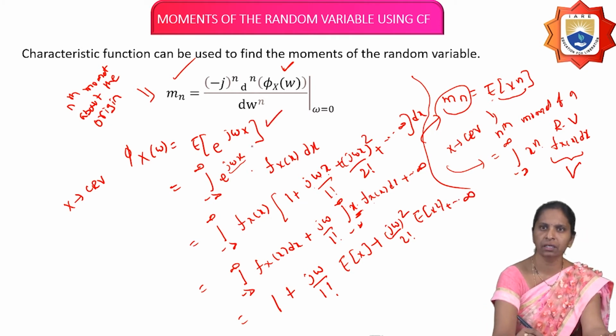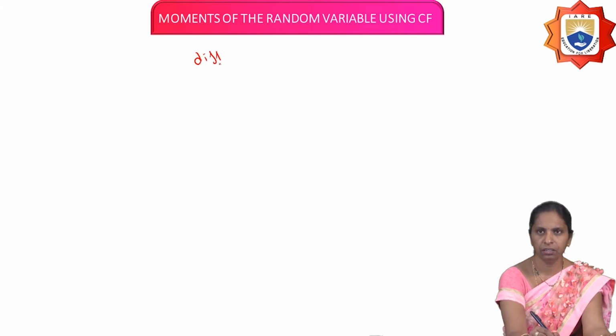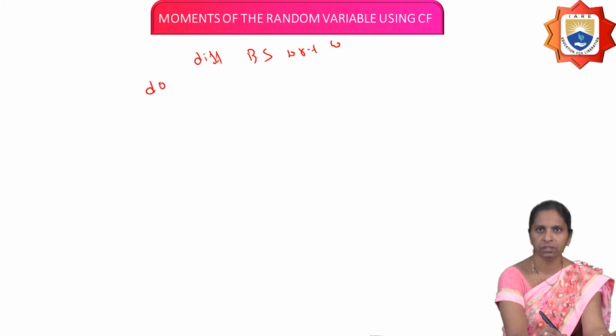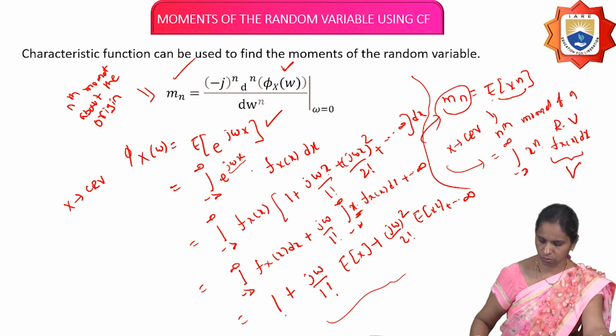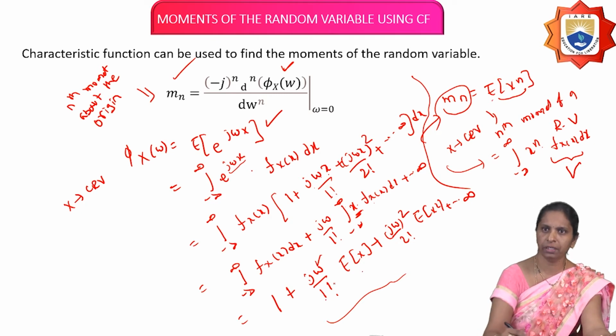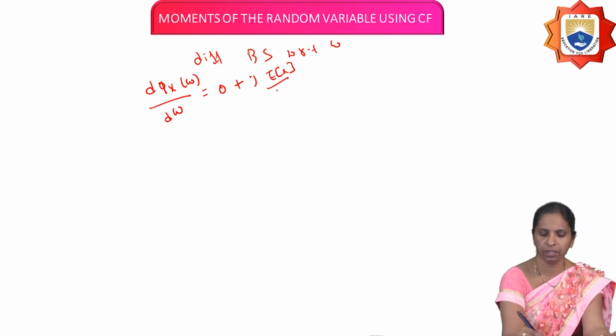It means I'm rewriting the expectation of e^(jωX) like this. Then, differentiate both sides with respect to ω. So, what is the LHS? φ_X(ω). Then, differentiation of φ_X with respect to ω: dφ_X(ω) by dω is equal to, differentiation of 1 is 0, so write down 0 plus, here you are differentiating with respect to ω, so all the remaining terms are constants. Differentiation of ω with respect to ω is nothing but 1. So, what remains is j into E[X] by 1 factorial, nothing but j E[X] only actually.